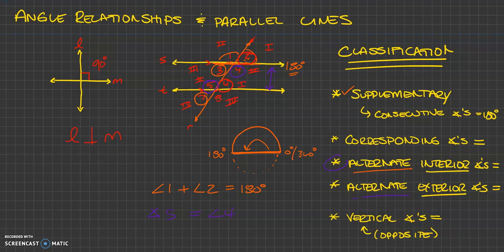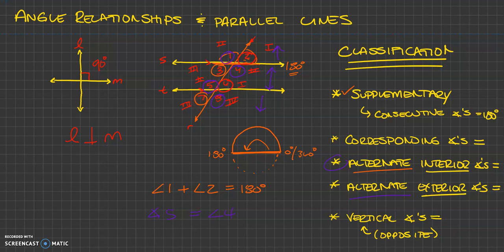Alternate exterior would be, let's say, 1 and 8. Notice that they're on the outside of the parallel lines, but they're on alternating sides of the transversal. 7 and 2 would be congruent, and we can prove that by alternate exterior angles. The last one that we'll do quickly is vertical angles are equal, or congruent, and this would be like 1 and 4. They are opposite one another. All right, 5 and 8 would be congruent. 7 and 6. So those opposite angles are going to be the same.